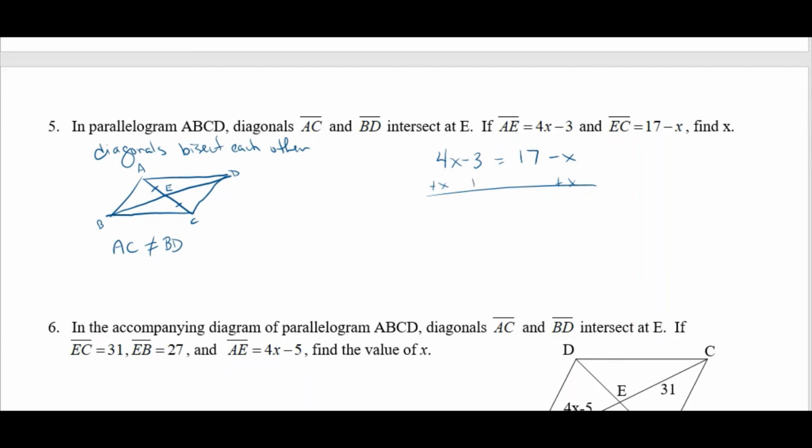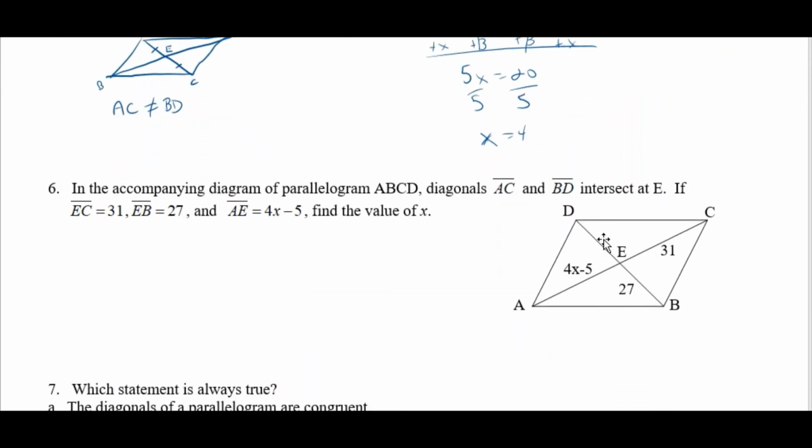Okay, then we'll add the 3 to undo the addition and subtraction here. So we're going to get 5x is equal to 20, and then we divide by 5, and we get x is equal to 4. Now for these questions, make sure you check to see what you're supposed to find. Do you just need to find x, or are you supposed to find the length of the diagonal or the parts of the diagonal? So just double check.